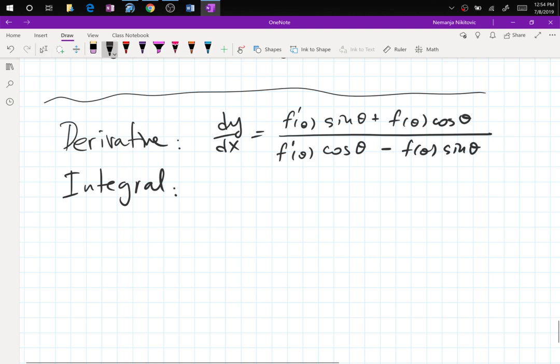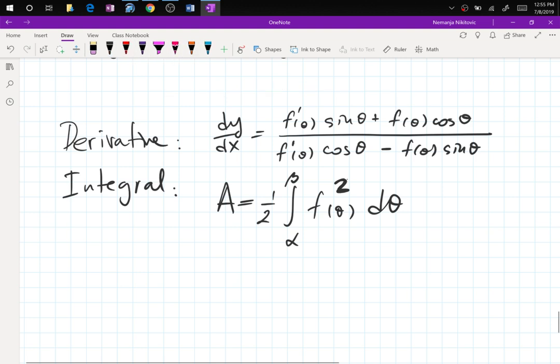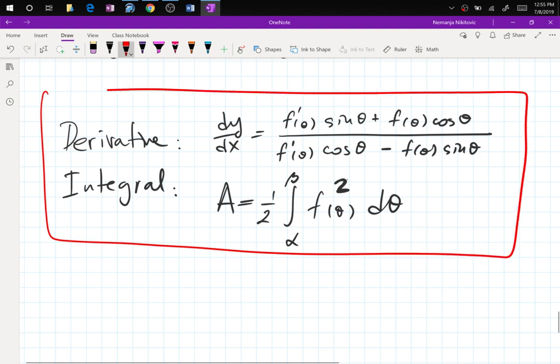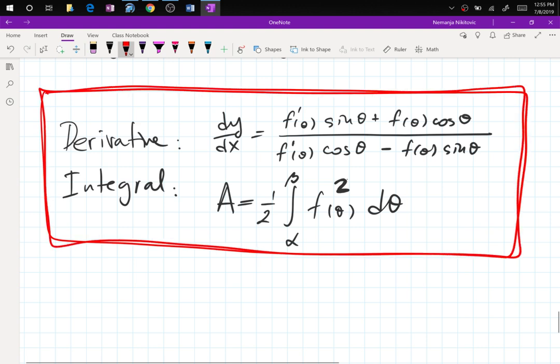For the integral, we have to calculate area, because it's a definite integral, 1/2 integral from alpha to beta. Guys, these are Greek letters alpha and beta for angles, because the formula is d theta. So 1/2 integral alpha to beta of f of theta, oh, not f prime, sorry, f squared, d theta. And these are your formulas for derivative and integral in polar coordinates.